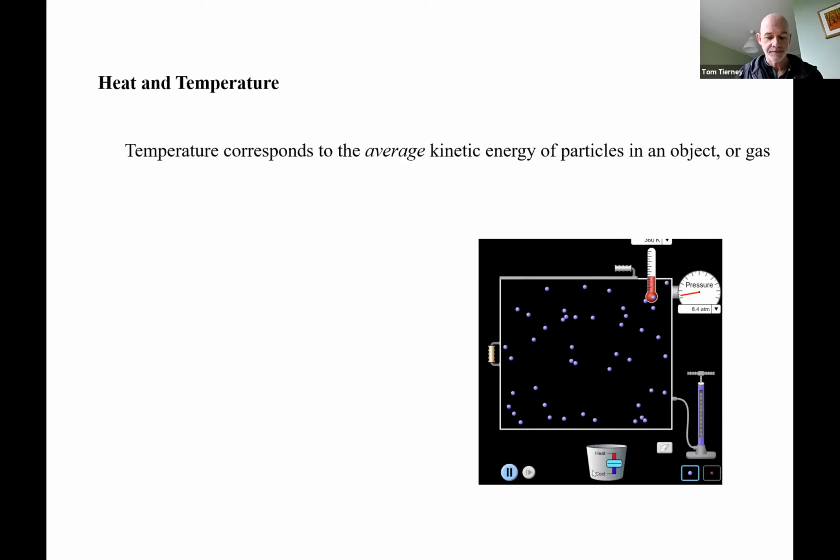Because of the distinction and interconnections between heat and temperature. Heat is a form of energy, which if added to a body will increase its temperature, or if taken away will decrease its temperature. What's going on at a level underneath that, and this is not part of an official definition, temperature is a measure, not by definition, but it does correspond to the average kinetic energy of particles in an object or gas.